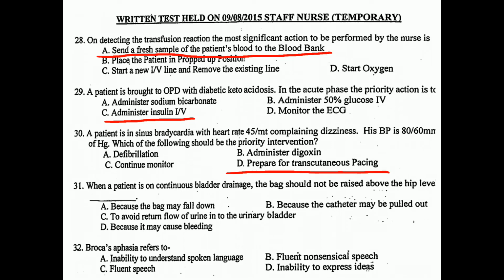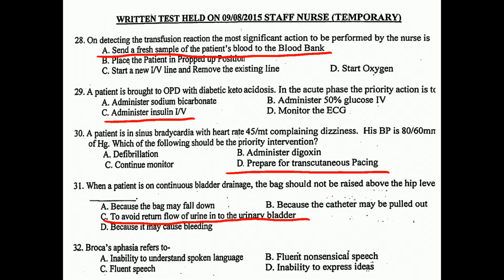Next question. When a patient is on continuous bladder drainage, the bag should not be raised above the hip level because: the given options are because the bag may fall down, because the catheter may be pulled out, to avoid return flow of urine into the urinary bladder, because it may cause bleeding. The correct answer is option C, that is to avoid return flow of urine to the urinary bladder.